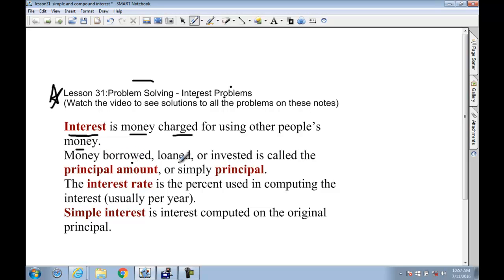Money borrowed, loaned, or invested is called the principal. The interest rate is the percent used in computing the interest, and it's usually per year. Simple interest is interest computed on the original principal. So let's go ahead to the next slide.